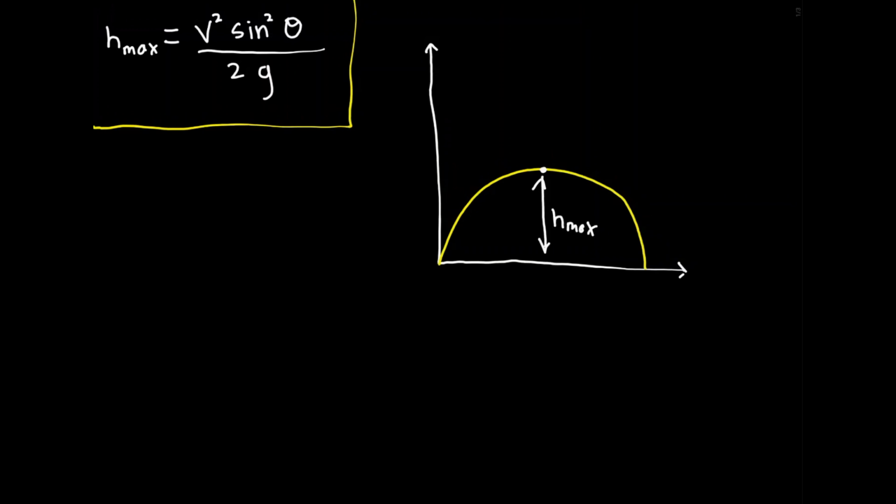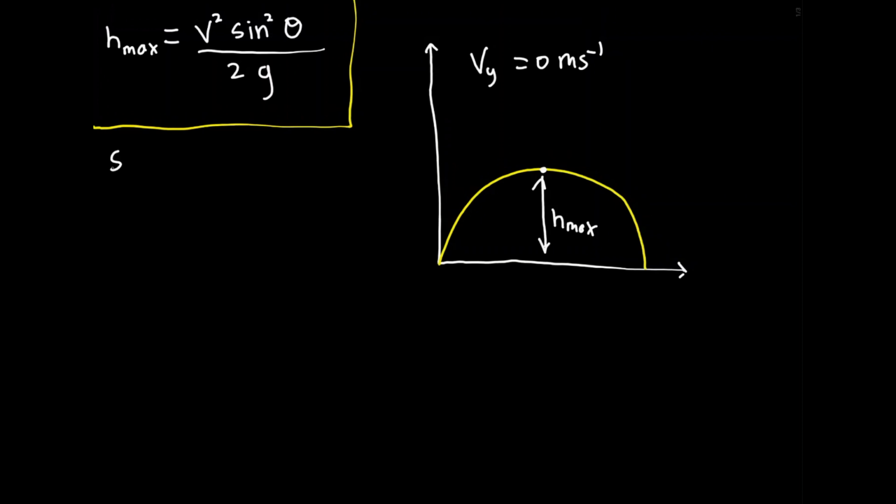And now, what is true when the object is at this position? Well, at this position, the velocity in the y direction is equal to 0 meters per second. We're going to use this fact to prove our equation. Now, to actually come up with this proof, we'll use two of Newton's equations.